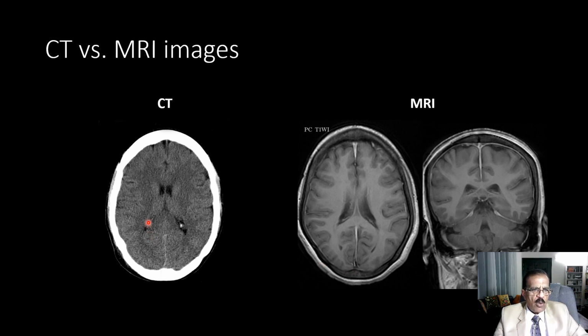These are choroid plexus, which are seen as calcified lesions. This is not hemorrhage. Hemorrhage is different. I'll show you when I have a CT scan of hemorrhage.